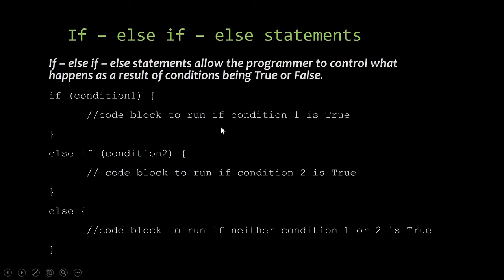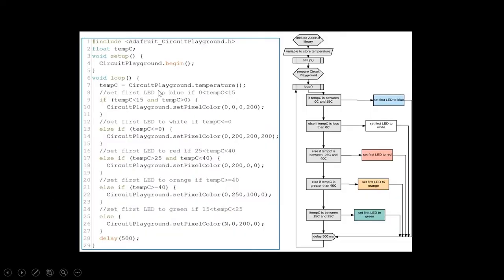So let's look at an example really quick. I wrote a script that basically is going to check the temperature of the Circuit Playground sensor, and it will set LEDs based off of that temperature. If you want to look in here, it says I have ranges of temperatures. It's honestly easier to look at this flowchart if you want to look at that.